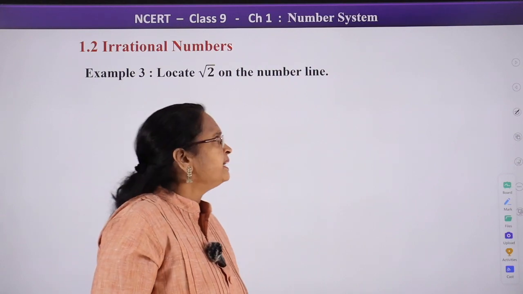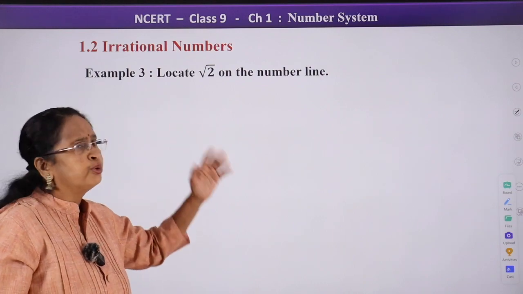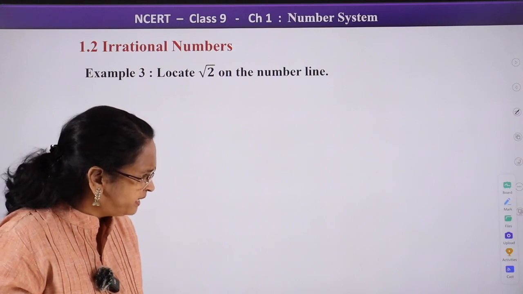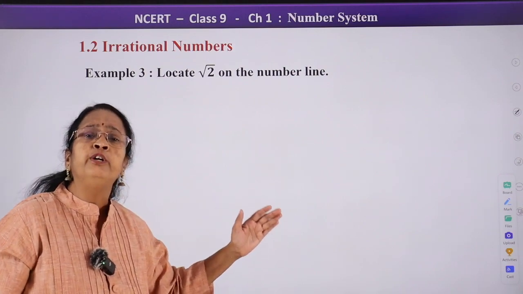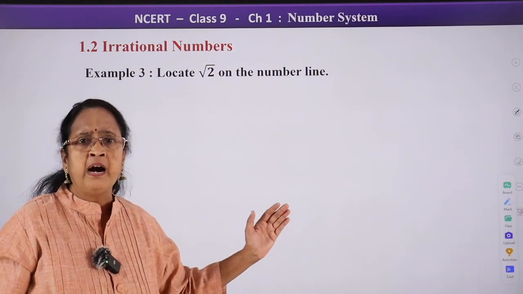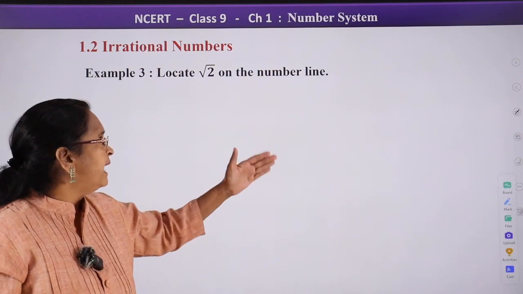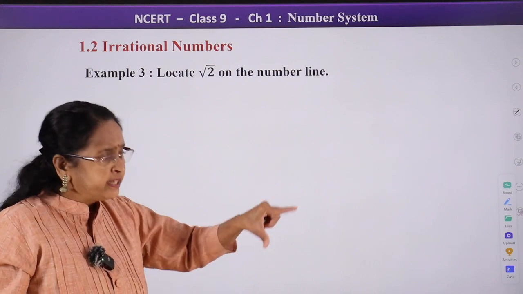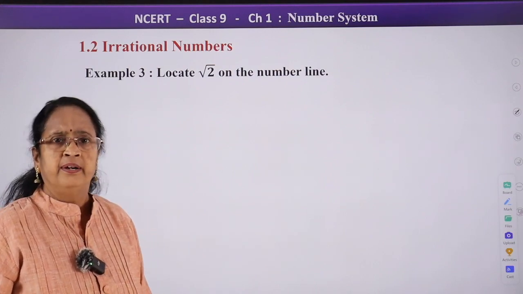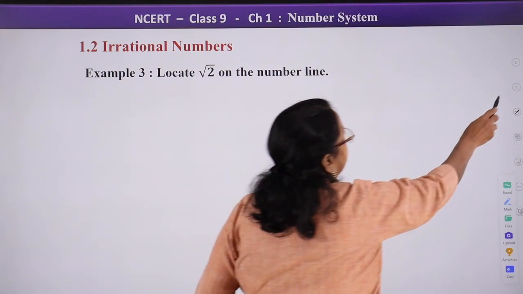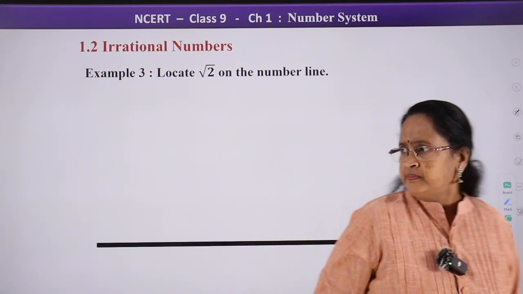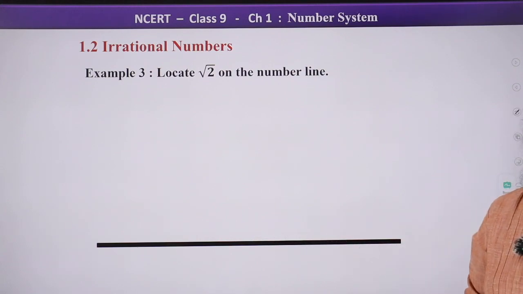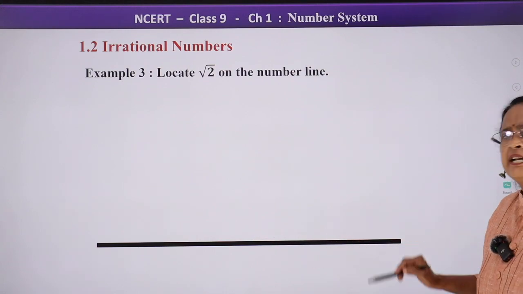So let us start locating root 2 on the number line. Now I will be telling you step by step how to start and end locating root 2, which point will be root 2 on that number line. Now let us start. The first thing, we need to draw a straight line.